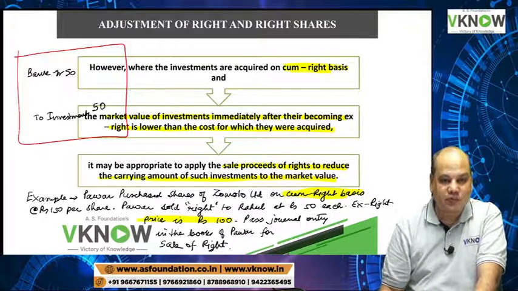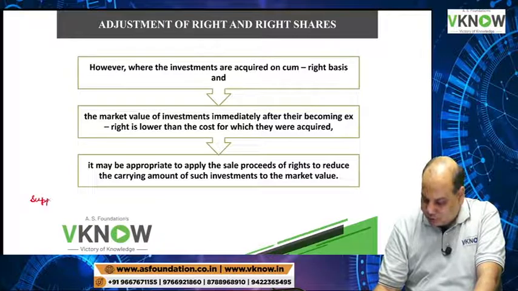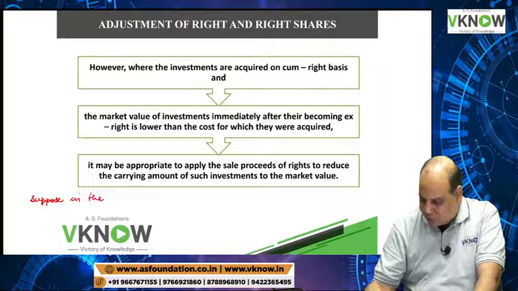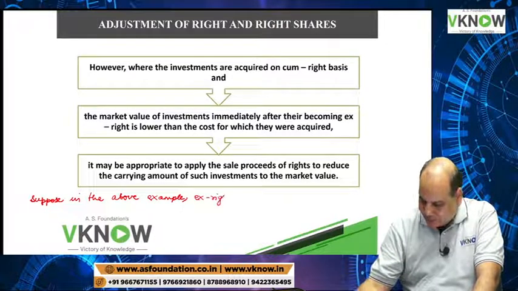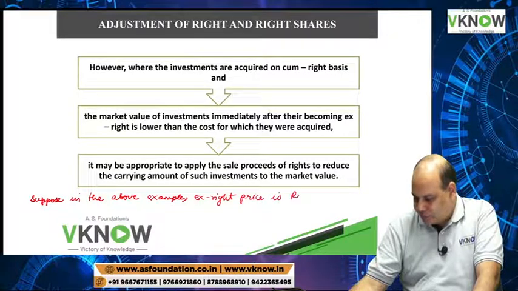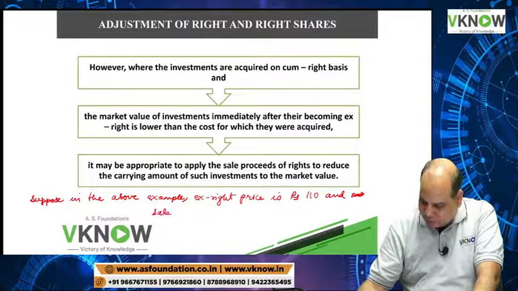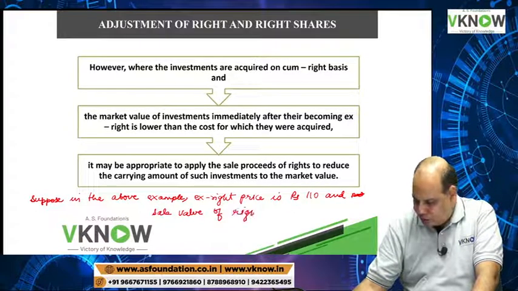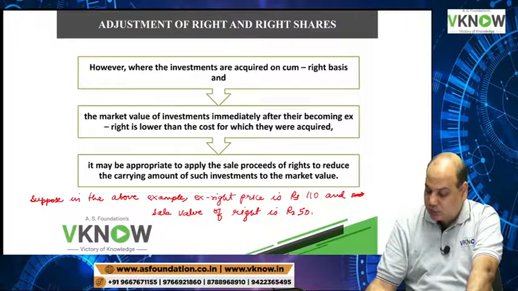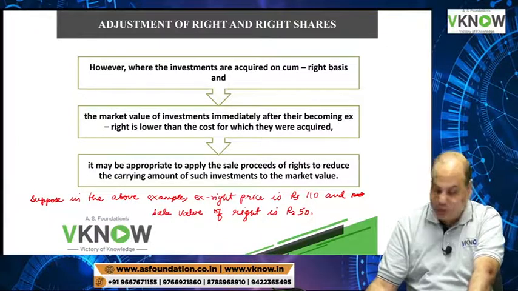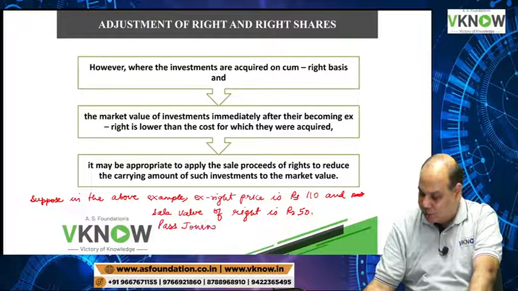Can I change the question slightly? So now write down in your book, suppose in the above example, ex right price is rupees 110 and sale value of right is rupees 50. Pass journal entry. Every time my question is same, journal entry in the books of Pawar.